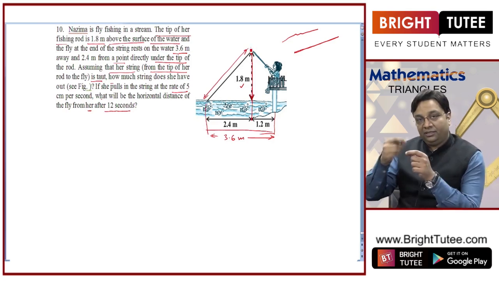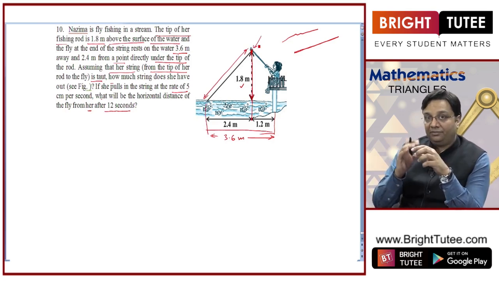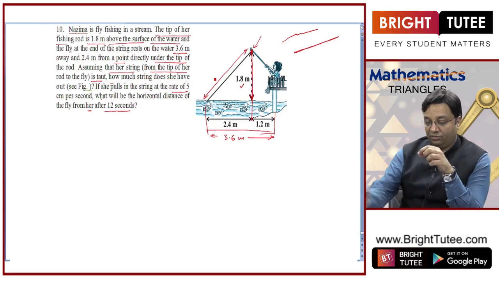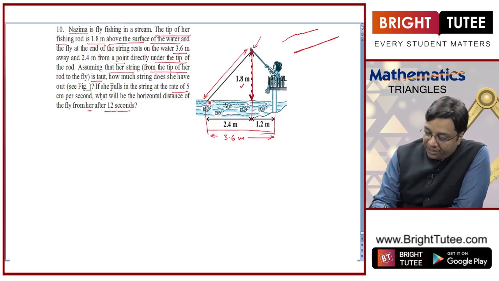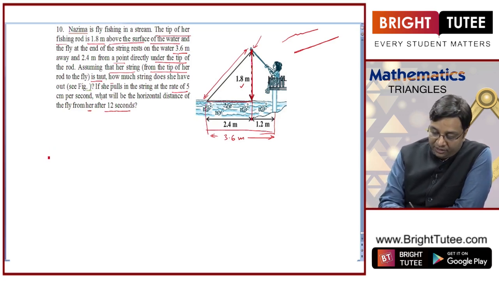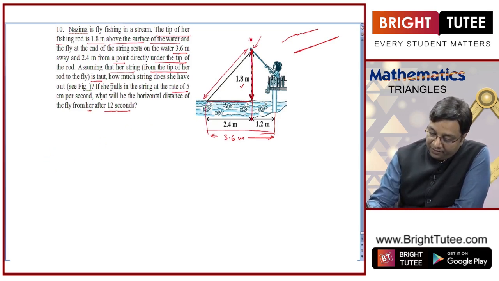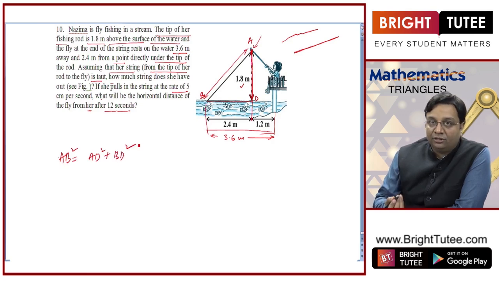There may be a string on the equipment, right? I am just talking about this string that is out to catch the fly. So I can simply apply Pythagoras theorem on this triangle, right? So what can I say about the length of string? Let us say this is AB and this point is D, so AB square is equal to AD square plus BD square by Pythagoras theorem.